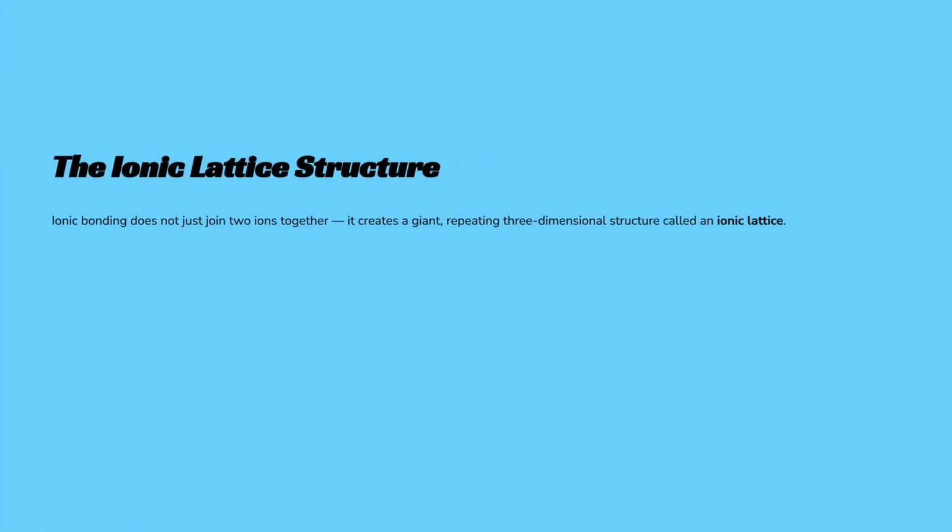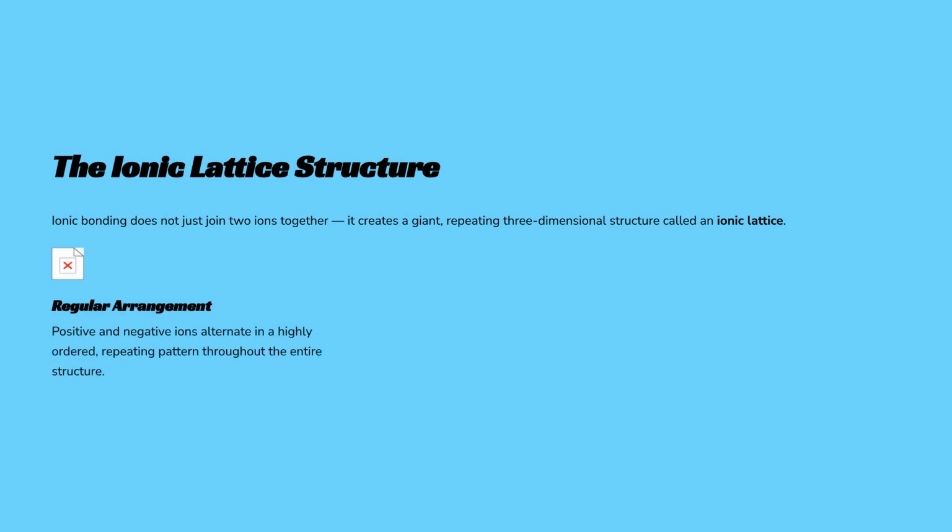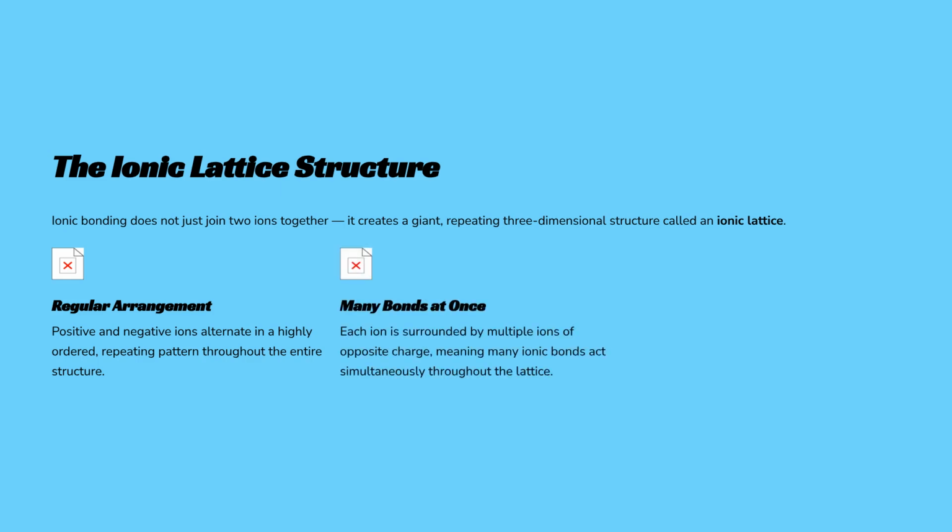Ionic bonding creates a giant, repeating three-dimensional structure called an ionic lattice. Positive and negative ions alternate in a highly ordered, repeating pattern. The cumulative effect of these bonds makes the structure very strong.